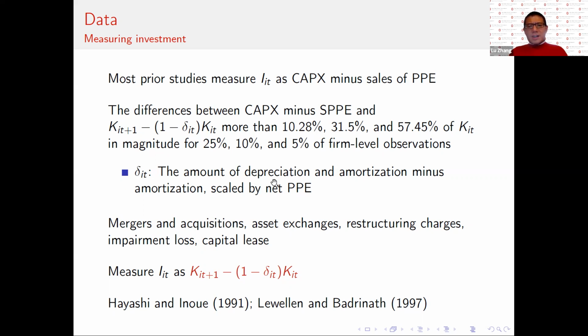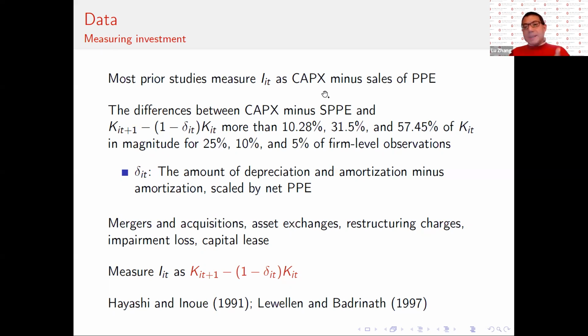I should mention the depreciation rate is the accounting depreciation rate, the amount of depreciation, and we take care of amortization for intangibles booked on the balance sheet, scaled by PPENT. Then we dug a bit deeper into the accounting literature. Why would the investment measured from the cash flow statement deviate so much from the balance sheet implied investment flows? There could be many reasons. A leading reason is mergers and acquisitions. The acquisition of PP&E through mergers and acquisitions doesn't show up in the cash flow item.